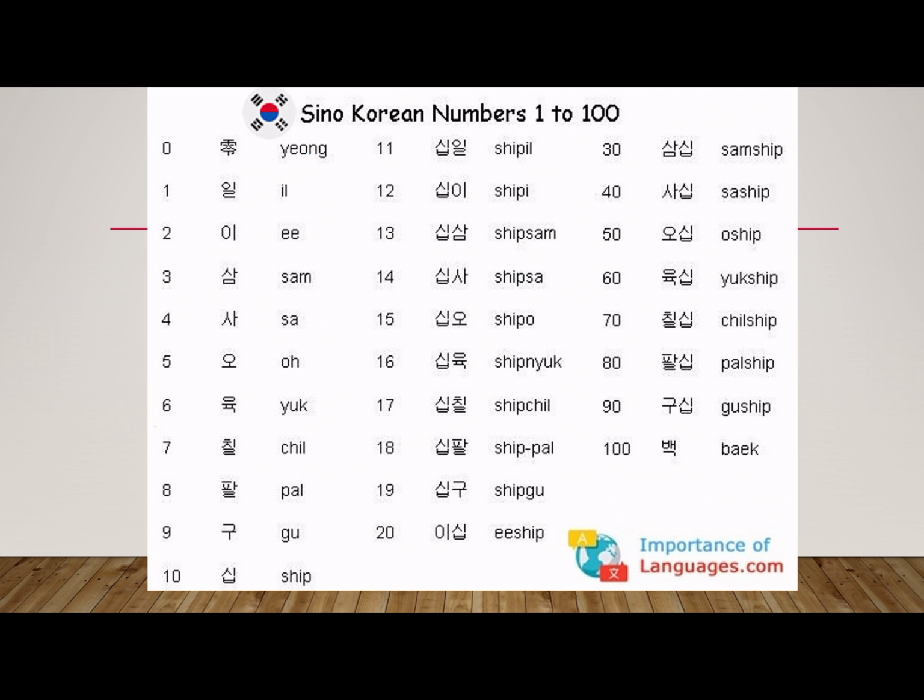But here's how you say Sino-Korean numbers that are less than 100. So 1 is il, 2 is i, 3 is sam, 4 is sa, 5 is o, 6 is yuk, 7 is chil, 8 is pal, 9 is ku, and 10 is ship. So 1, 2, 3, 4, 5, 6, 7, 8, 9, 10.